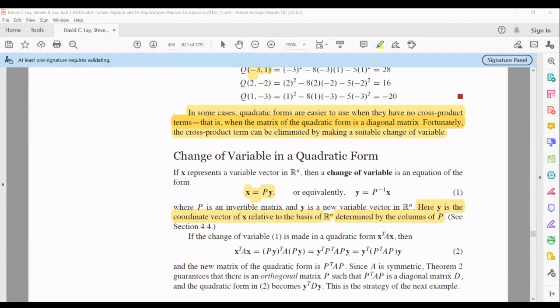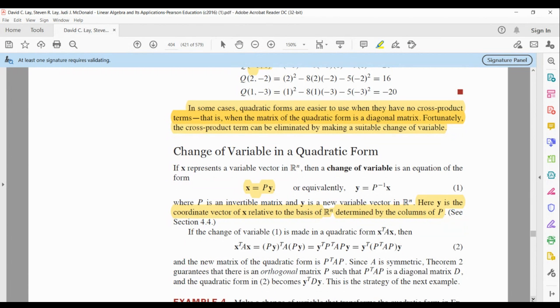Now, what's this change of variable that we're going to be doing here? Well, the change of variable is x equals P times y. If we do that, what's going to happen to the quadratic form? X transpose times AX is equal to PY transpose times A times PY. But the transpose of a product is the product of the transposes in reverse order.